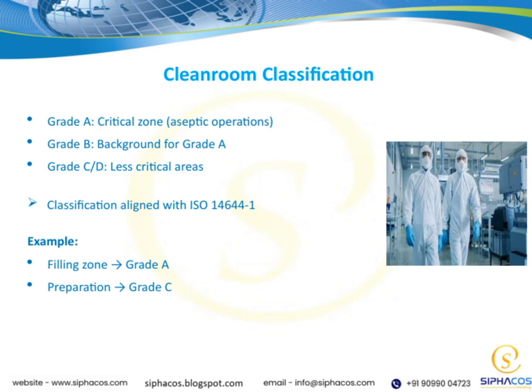without compromising its cleanliness. Then, there are grades C and D, which are considered less critical areas. These zones are still controlled environments, but with less stringent requirements compared to grade A and B. It's important to note that this classification system is aligned with ISO 14644-1, ensuring standardization across the industry. For example, in a manufacturing setting, the filling zone would be classified as grade A, while preparation areas might be grade C or D. Understanding these classifications helps us ensure the right level of cleanliness and control at each stage of production.